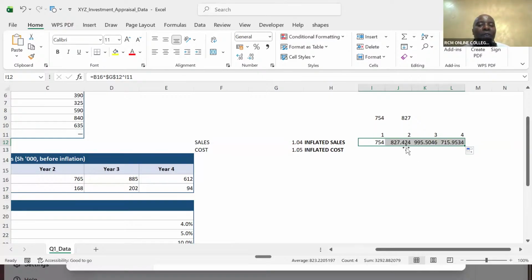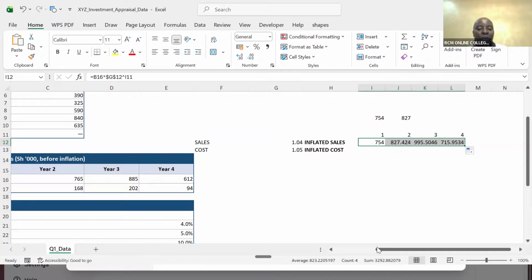So you can see our figure for year number 2. We said here, 827, like that, 754, like that. So the most important thing is for you to learn how Mwalimu is inflating, because you can't do a BDA exam without this concept of inflation.